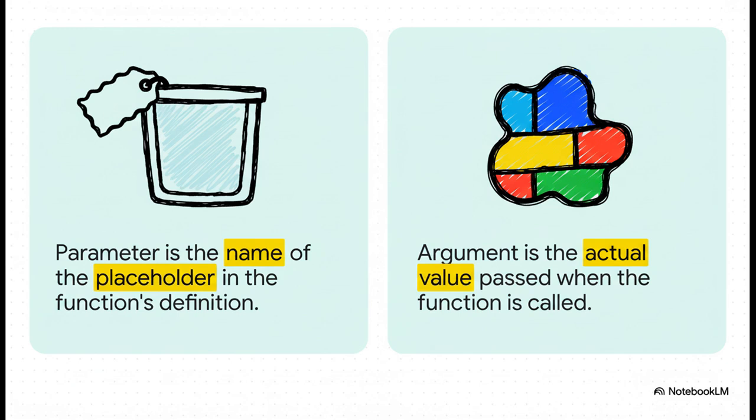That's it. The parameter is the name of that placeholder you see in the function's definition. The argument is the actual value you pass in when you call the function. Say it with me. Parameter is the name, argument is the value. That's the heart of it all.